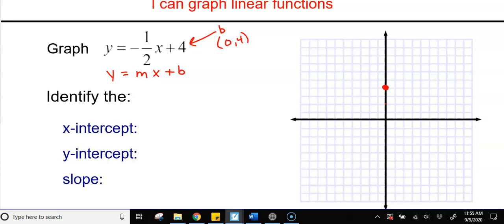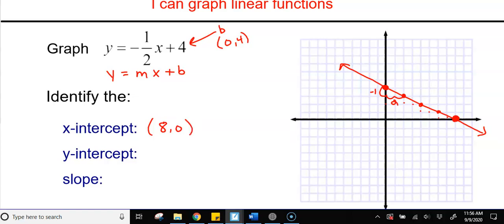So from this point, we want to drop down 1 and to the right 2. And I'm just going to keep doing that until I can see where my y-intercept is, or my x-intercept, excuse me. There's our line. So now we can pretty easily answer the questions below, or identify the things below. X-intercept is right here, where our line crosses the x-axis. Looks like it's to the right 8 and up and down 0.